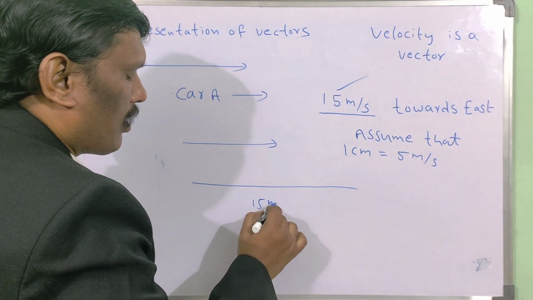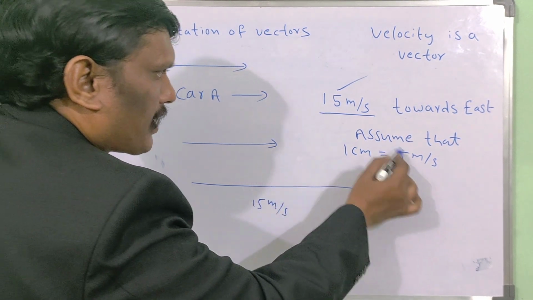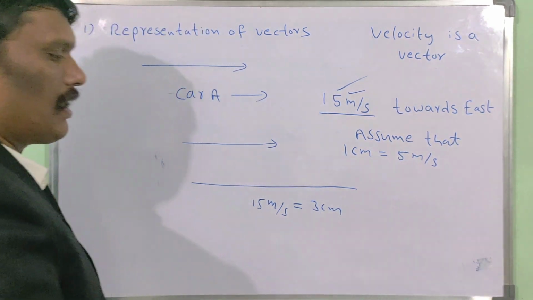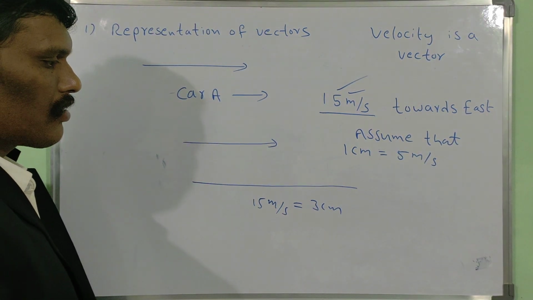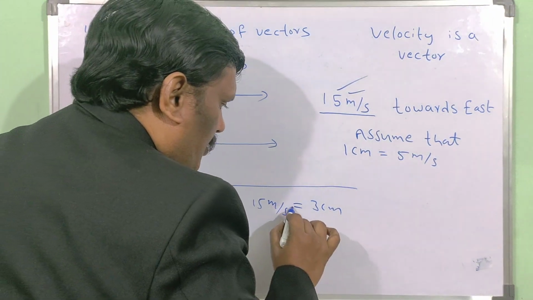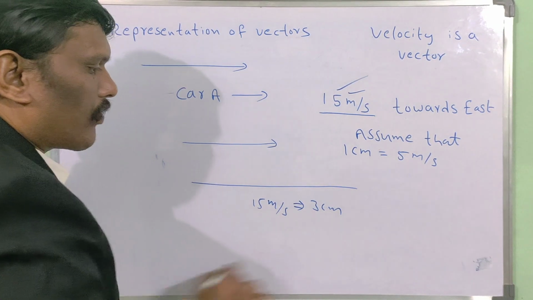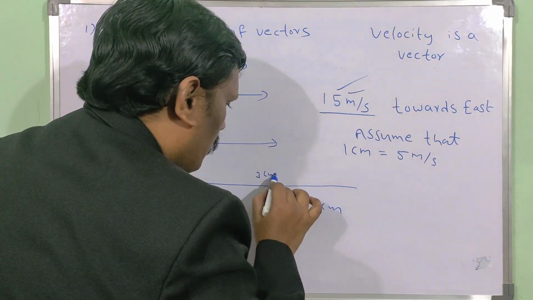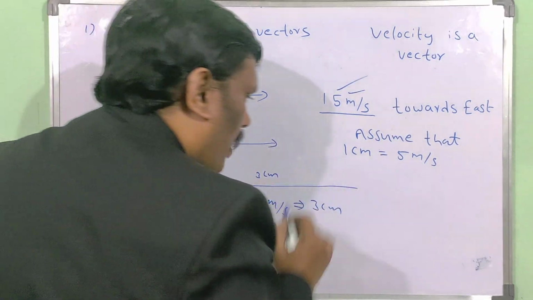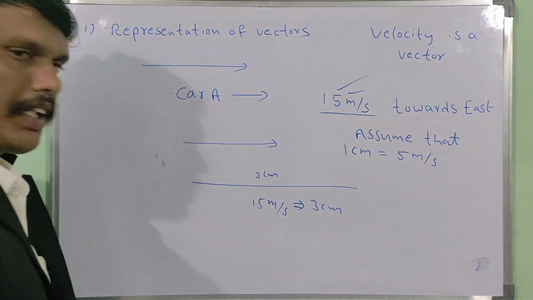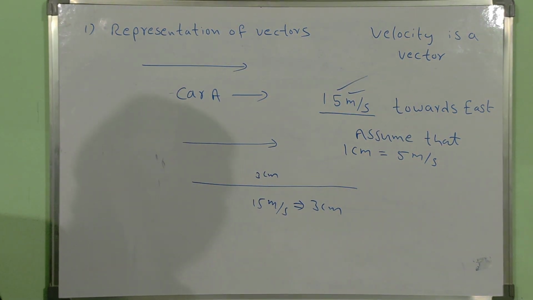To represent 15 meters per second, how much length do I require? 3 centimeters length I require. That means this is the 3 centimeters length. That is the magnitude of the velocity of the car A.